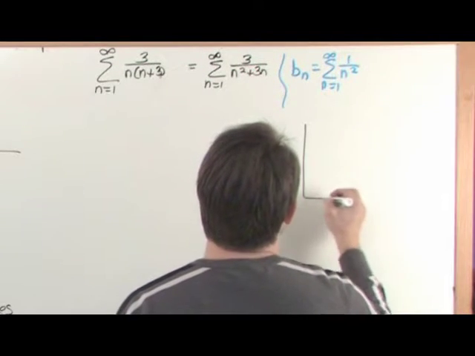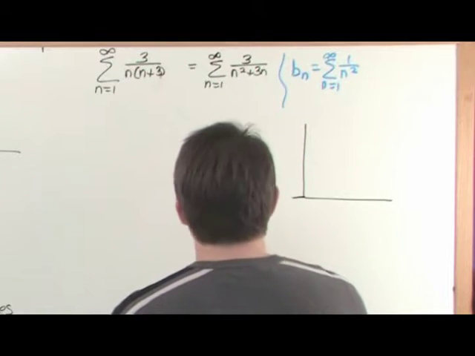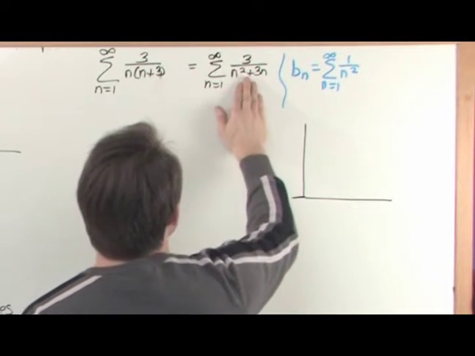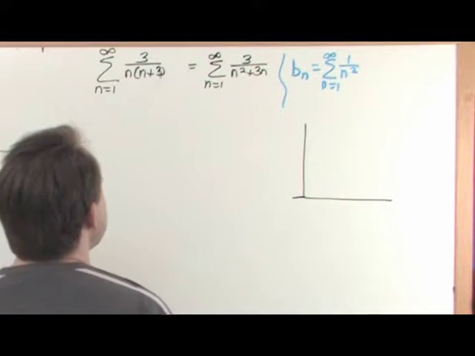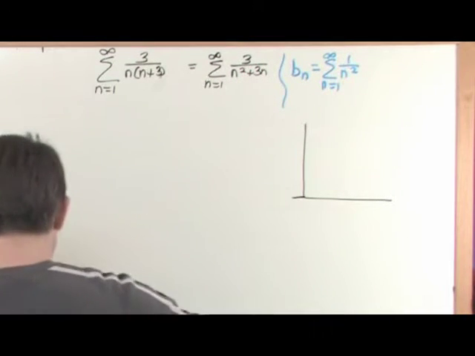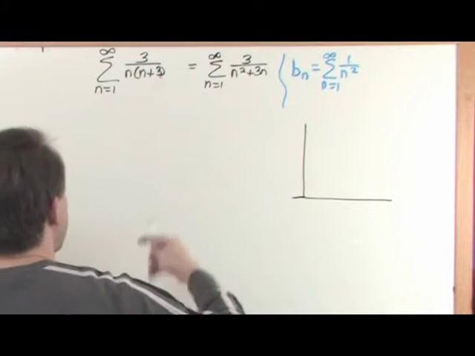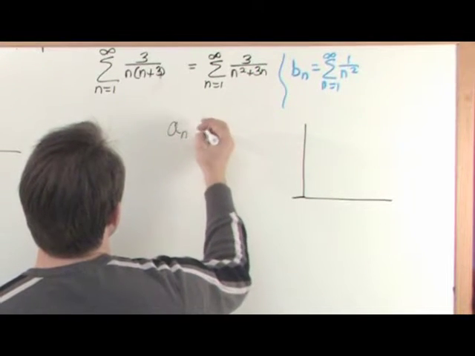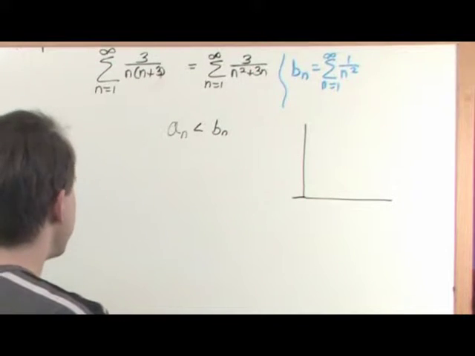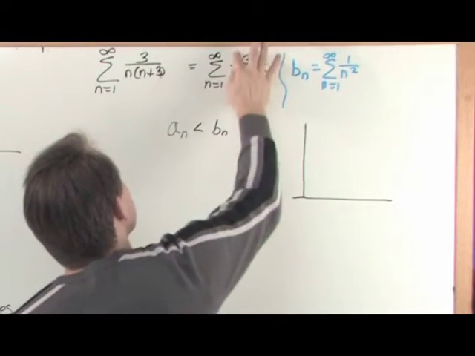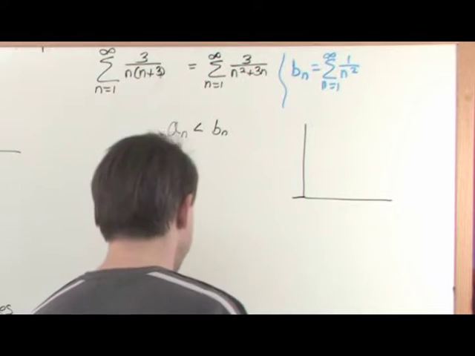If I'm looking at the terms here, what am I going to have? For any value of n, I'm going to get a larger denominator here than I ever would over here. And that's going to mean that these terms are smaller, so that a sub n is going to be smaller than b sub n. For every value of n, this is going to lead to a smaller number because the denominator is larger.